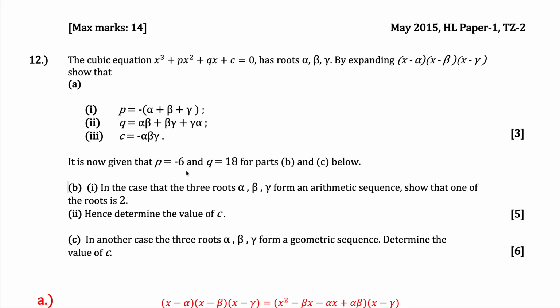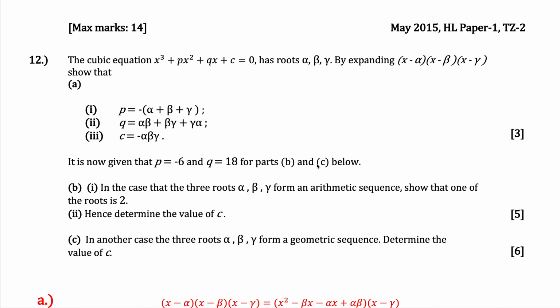Question number 12 from May 2015, higher level paper 1, time zone 2. The cubic equation x cubed plus px squared plus qx plus c equals 0 has roots alpha, beta and gamma. By expanding (x minus alpha)(x minus beta)(x minus gamma), show that... And in part A, we need to derive three relationships between the coefficients p, q and c and the three roots.